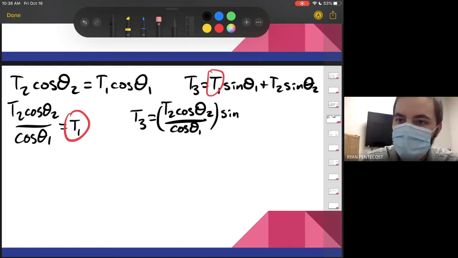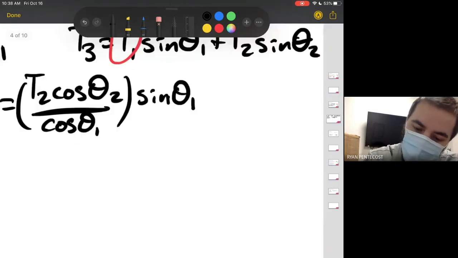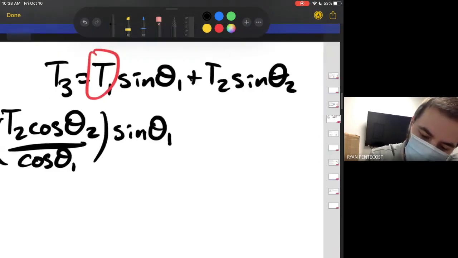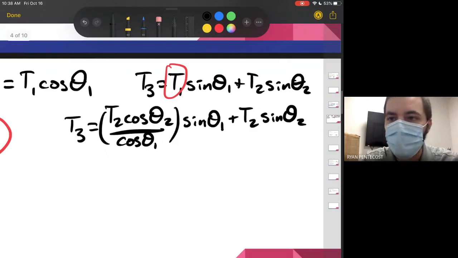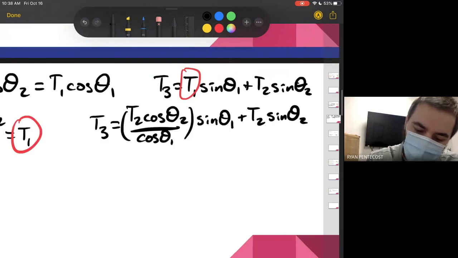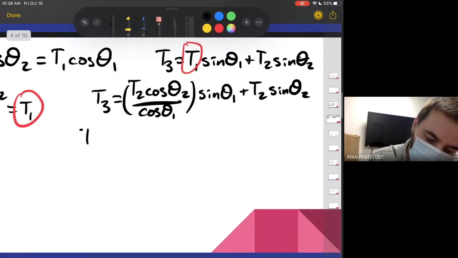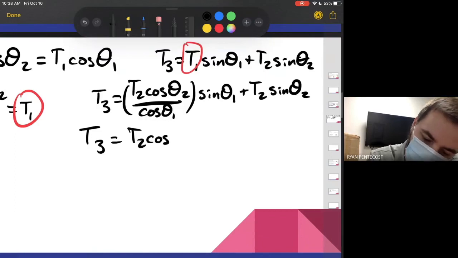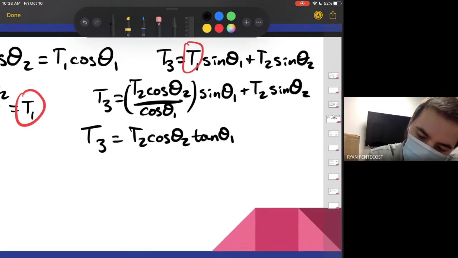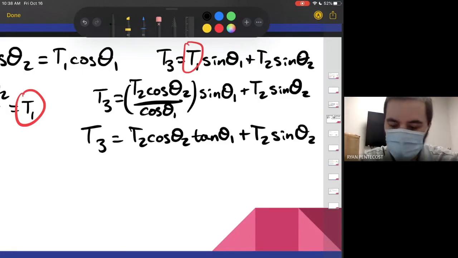You can already see there's a tangent coming out of that one, right? And then we have plus T2 sine theta 2. Now the only unknown in that equation is T2. So let's start simplifying and see what we can do from here. We've got T3 equals T2 cosine theta 2, then sine over cosine is tangent, so that is tangent theta 1 plus T2 sine theta 2.